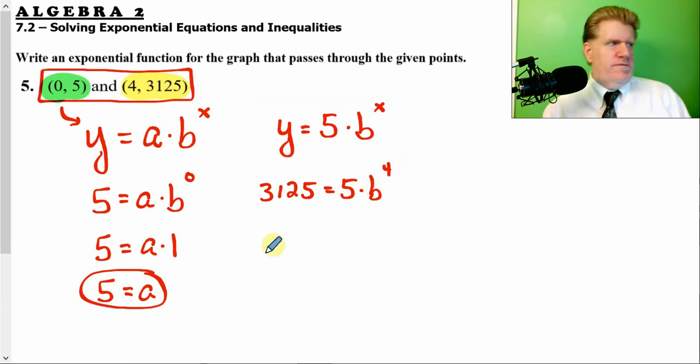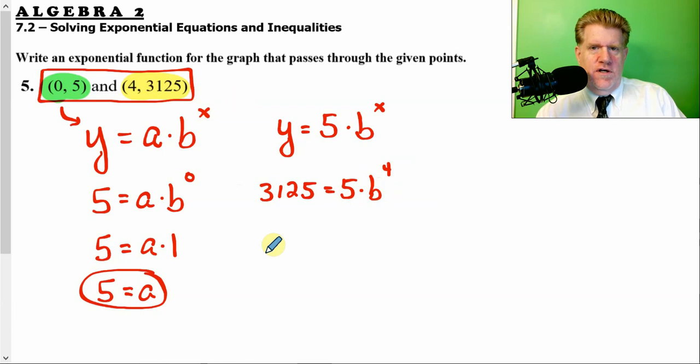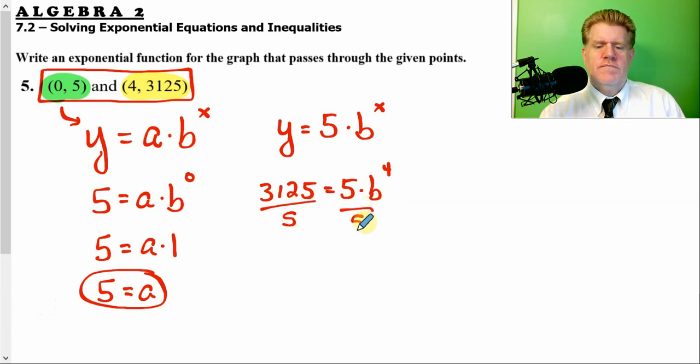Now, if you're saying that's just 2 points, it could be a linear equation, it could be a parabola, it could be any equation, couldn't it? Yes, it could be. But we have made the statement that we are going to write an exponential function. So we're making an assumption that this is an exponential curve, and there's only one curve that'll fit between those 2 points that follows this format of ab to the x. All right, so now I'm going to divide both sides by 5. That's 625 equals b to the 4th.